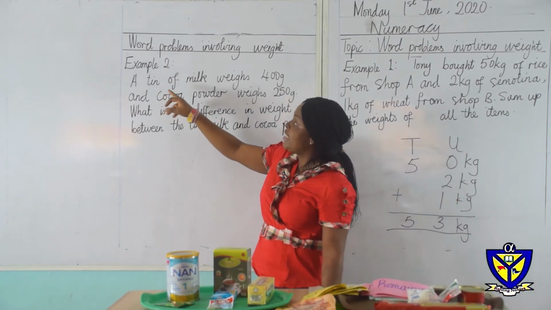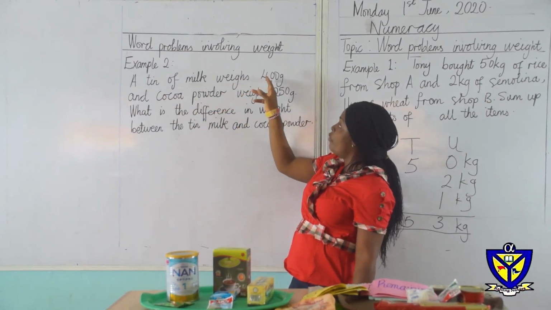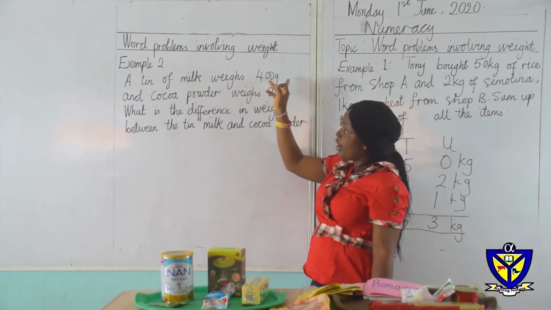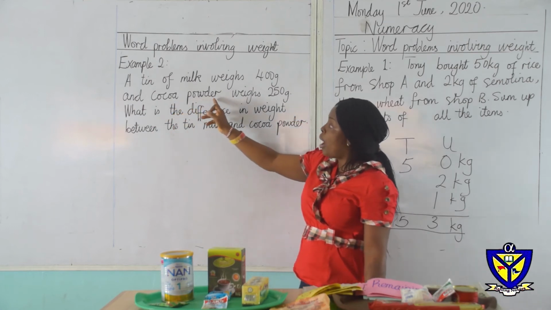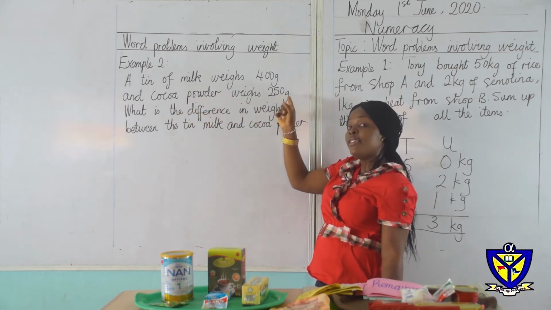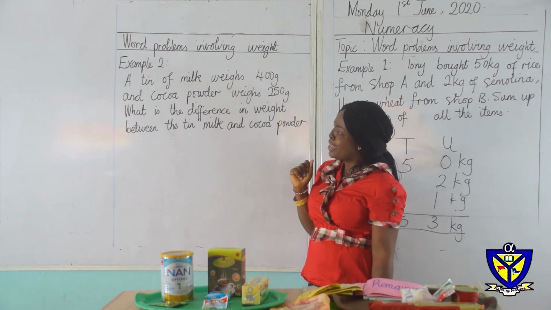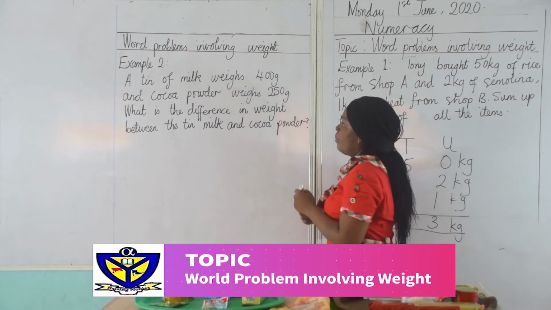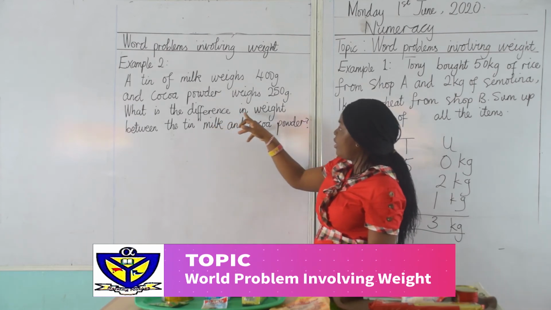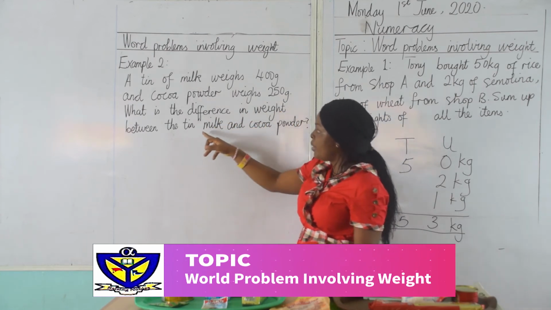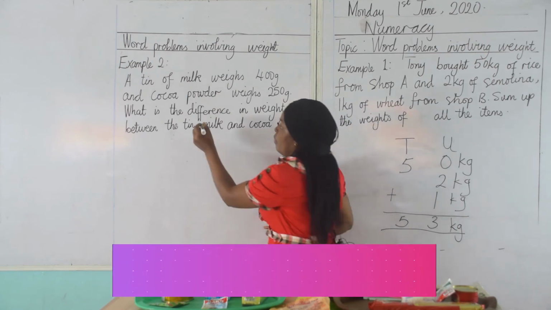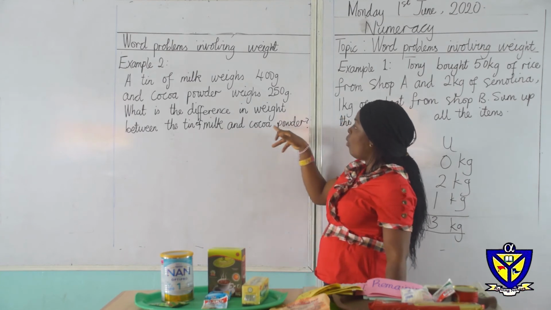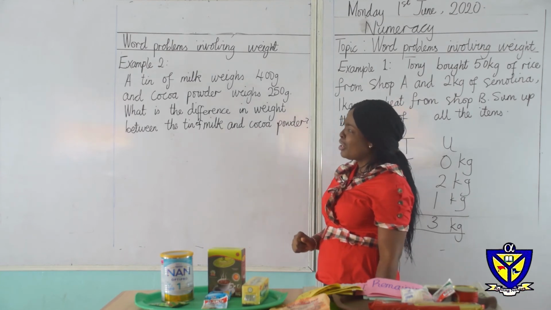Example 2 says a tin of milk weighs 400 grams. I said what? A tin of milk weighs what? 400 grams. And a cocoa powder weighs 250 grams. Now let's see the question. What is the difference in weight between the tin of milk and the cocoa powder? Look at the question very well.